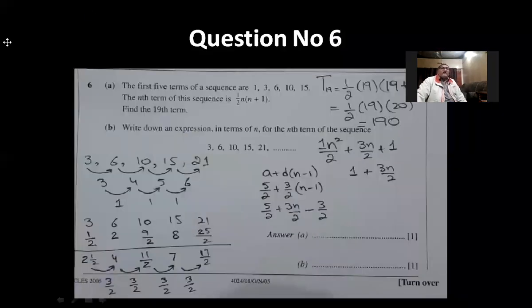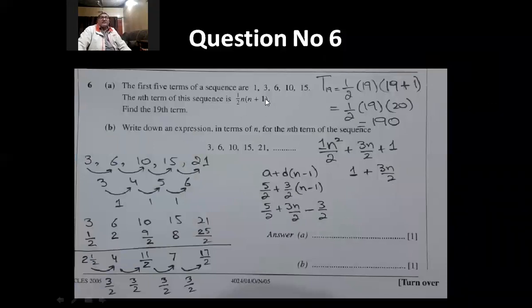Okay, if you want to find the 19th term, this is the general formula given. So the 19th term will be equal to 1/2 x 19 x (19 + 1). That is 1/2 x 19 x 20, so the 2 and 20 will be cancelled. You will have 10 here. So 10 multiplied by 19 will be 190. So the 19th term will be 190.